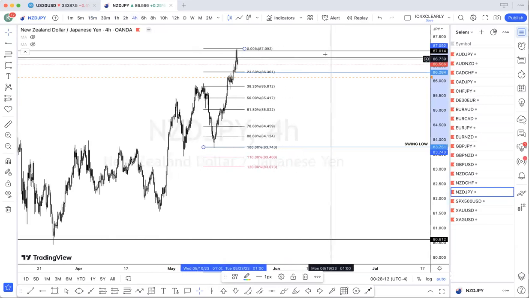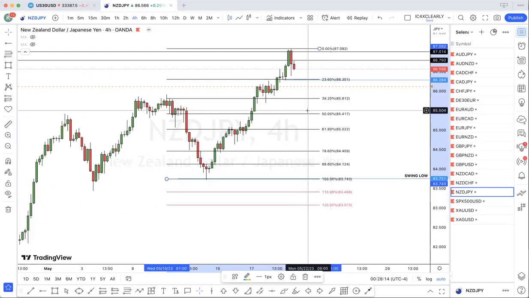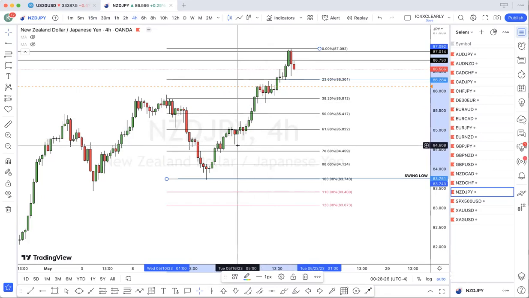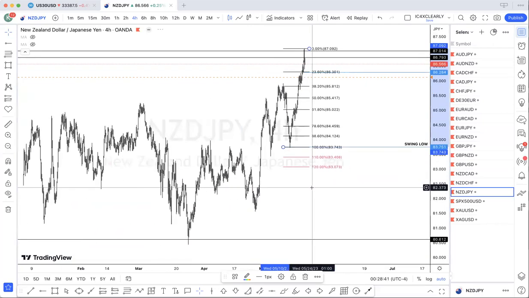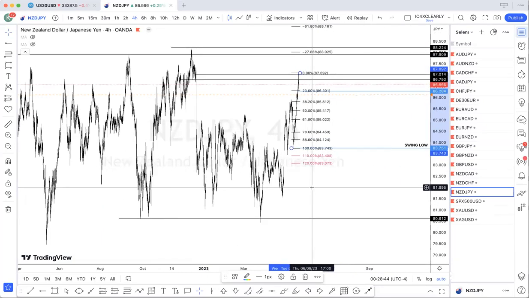Let's go to the 4 hour. So the 50%, 618, there's a lot of price that needs to get mitigated. Okay, 78 is at an order block. 88, there's imbalance here. And of course, if it goes further, if it goes to the 100 and it goes below, then we are definitely looking for sales.